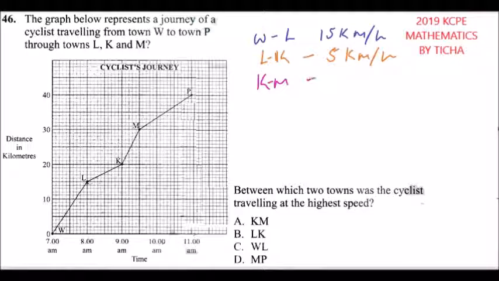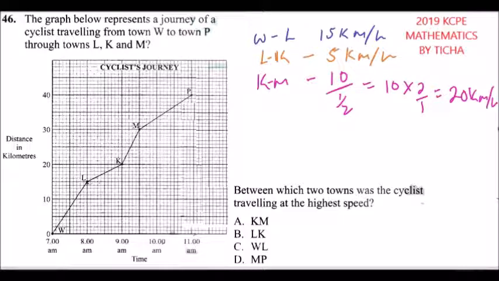The other one is from K to M. This time, for half an hour, he was able to cover 10 kilometers. So it means in 1 hour, at that speed, you divide 10 by a half an hour, so that will give you 10 multiplied by 2 over 1, which is equal to 20 kilometers per hour.